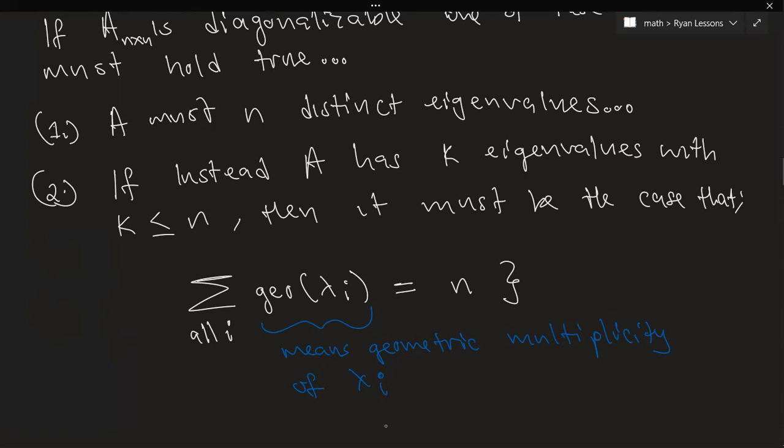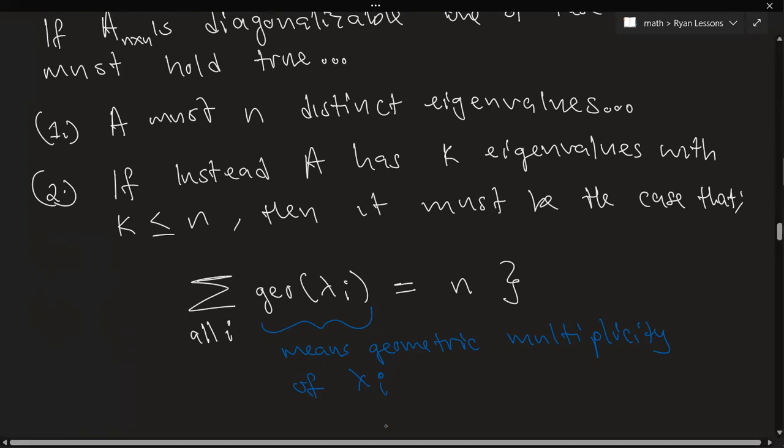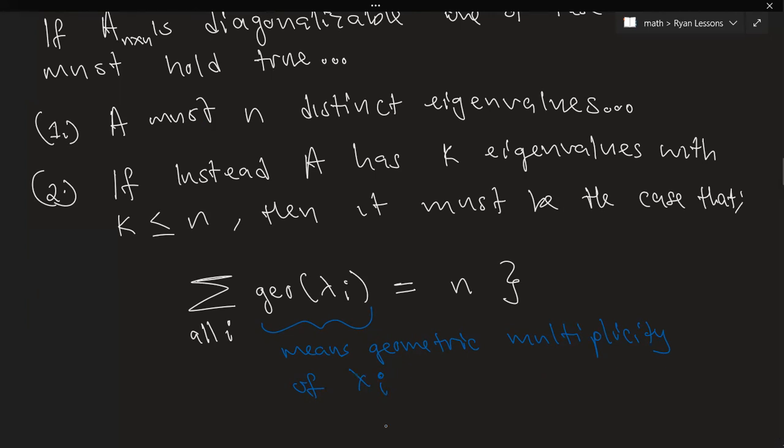there are 2 different ways of checking if a system is diagonalizable or not. One way is to check if there are N distinct eigenvalues, meaning there should be no eigenvalues which repeat. But suppose we do have some eigenvalues that repeat. How can we then confirm if it's still diagonalizable? If it's still diagonalizable, then this must hold true. If you sum up the geometric multiplicity of all your eigenvalues, they must give you the total number of rows or the number of columns of your matrix.